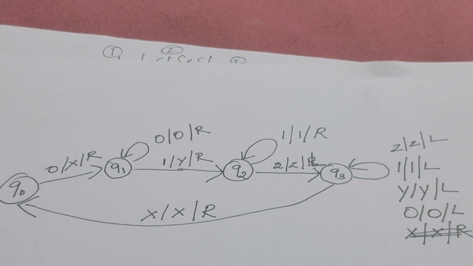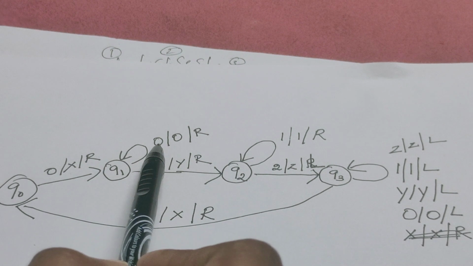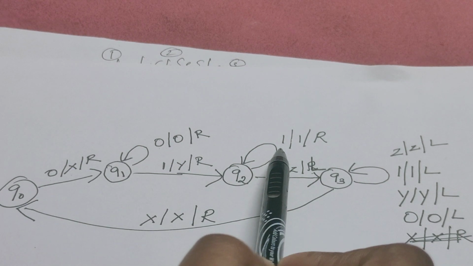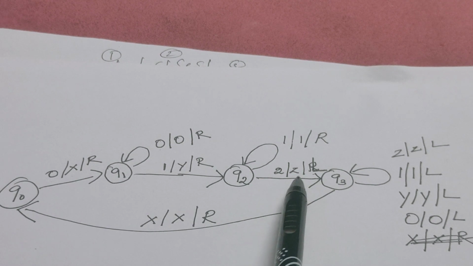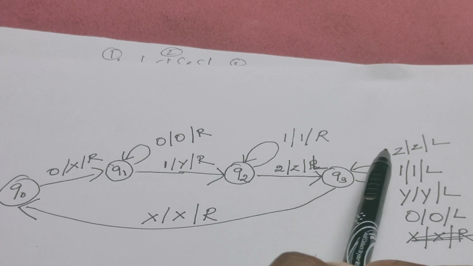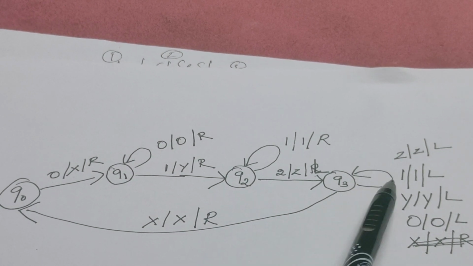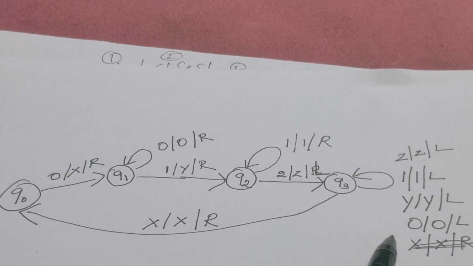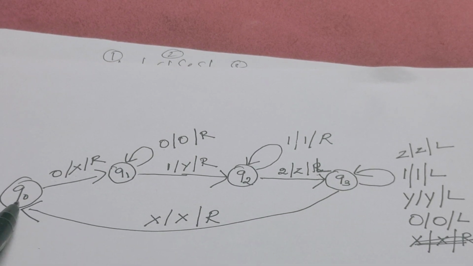It is like a loop in your automata design. 0 is replaced by X. If there are some more zeros, it just reads and keeps moving in the right. 1 is replaced by Y. Other ones are accepted as it is and it keeps moving in the right. 2 is replaced by Z. As soon as 2 is replaced by Z, the read write head is changed towards left. While moving in the left, these are the possible symbols it comes across. It may come across Z, it may come across 1, it may come across Y, it may come across 0, then it could reach X.